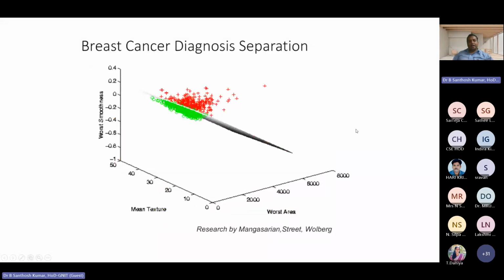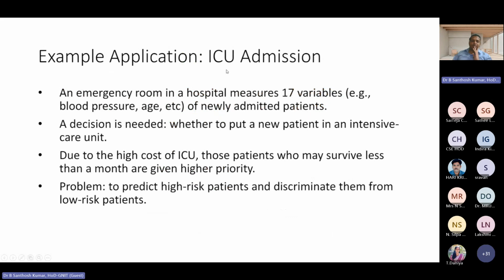So automatically it will give the output in the form of a visualization, so that the doctor can easily predict, or easily classify, for example, cancer as class A, class B, class C, class D, like that. So one example application is ICU admission.